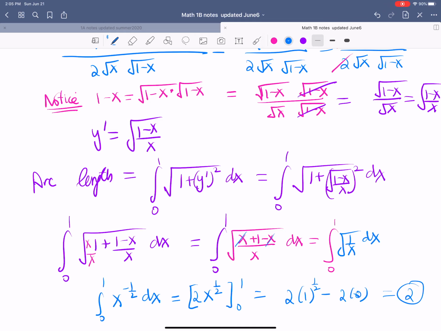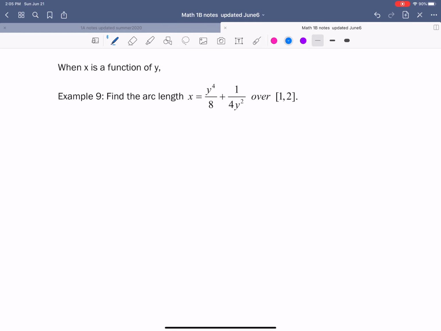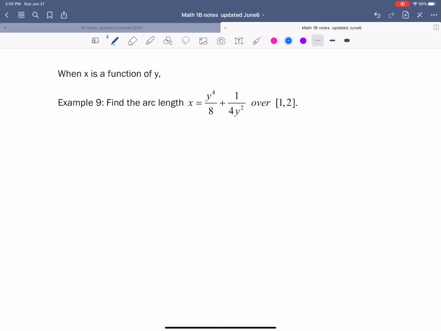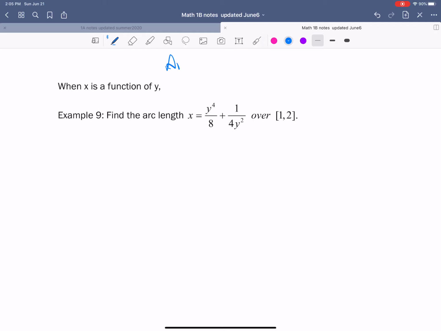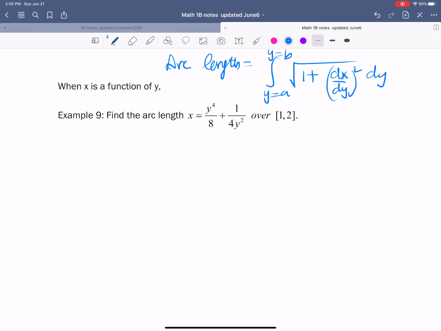Okay. One more example. Here we are given x as a function of y. When x is a function of y, remember the formula for my arc length is the integral from y equal to a to y equal to b of the square root of 1 plus dx over dy squared dy.